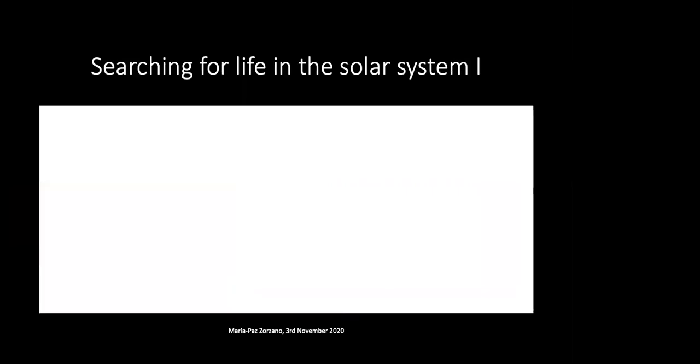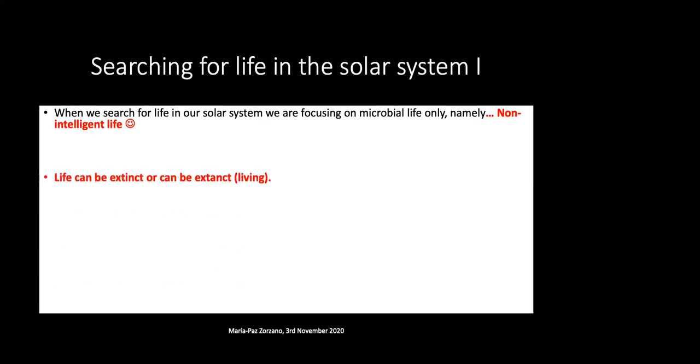Now we're going to focus on our solar system because, as I said, looking for life elsewhere in the universe can only be done by looking at planets and looking at the atmospheres and hoping that we can see some signatures in the atmosphere. But in our solar system, we can have other approaches because we can build missions and get closer to the objects of exploration. So just as a first remark, remember that today we're not looking for intelligent life in our solar system. We're just looking for microbial life, okay?